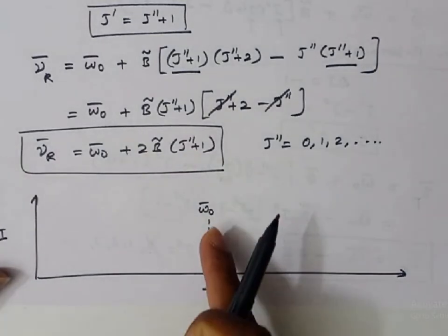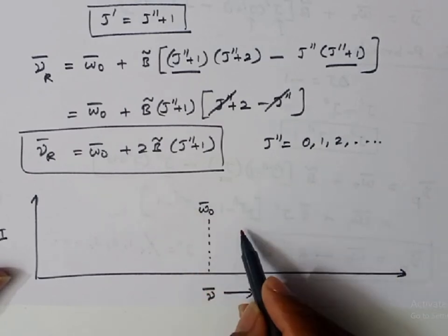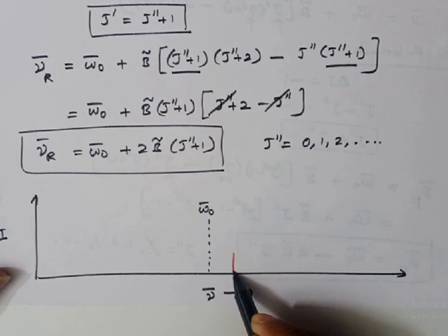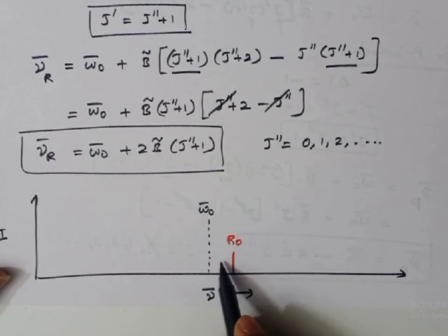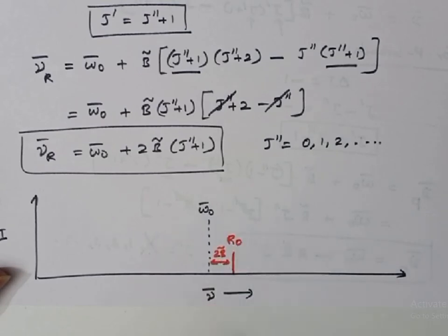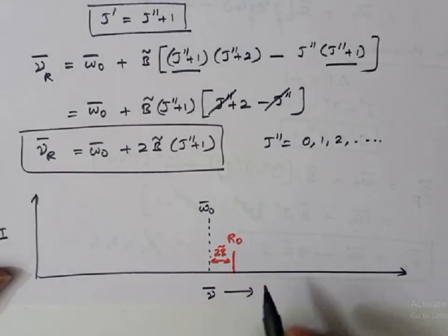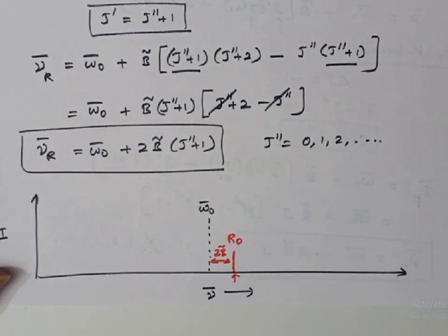Omega naught bar plus 2B. Correct. This is omega naught bar. You will get plus 2B on the right hand side. So you will get the first R branch line. I'll call this R naught. The first R branch line will appear just 2B higher in frequency compared to omega naught bar. So this frequency is omega naught bar plus 2B. Am I right?